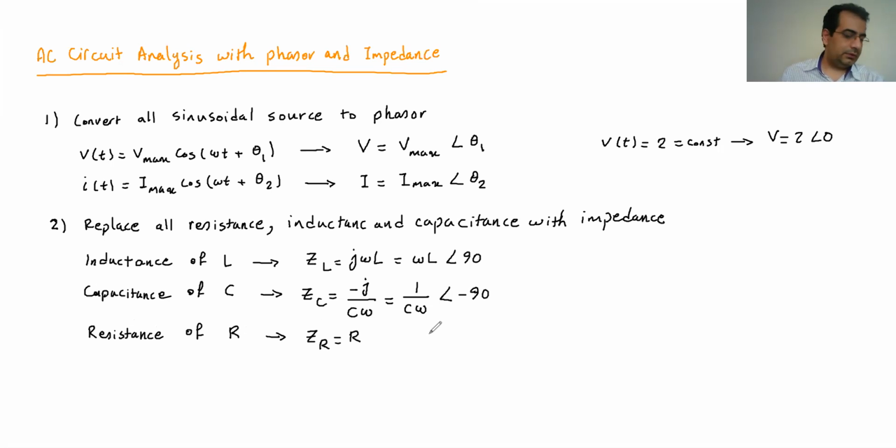The theta is actually 0 because it's going to be on the horizontal axis of the real value. So any L you have in the circuit, replace it with ZL. Anywhere you have C, replace it with ZC. Anywhere you have R, you leave it as it is or replace it with ZR.